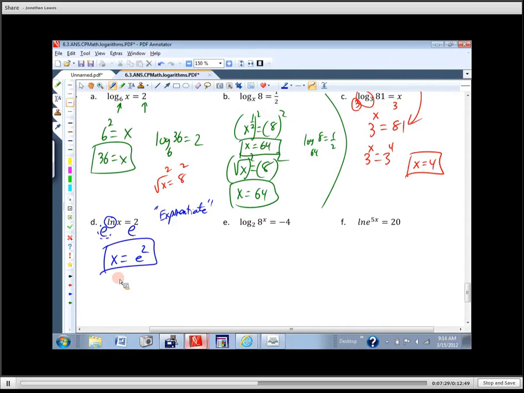e is just as good a number as anything else. So if this were 4 squared, that would be 16. This just happens to be e squared. It's kind of an ugly number. Remember, it's an irrational number like pi. Okay, any questions?